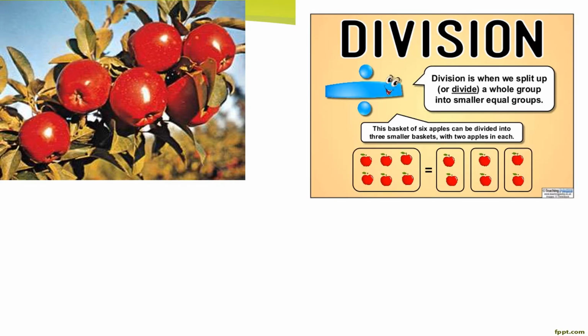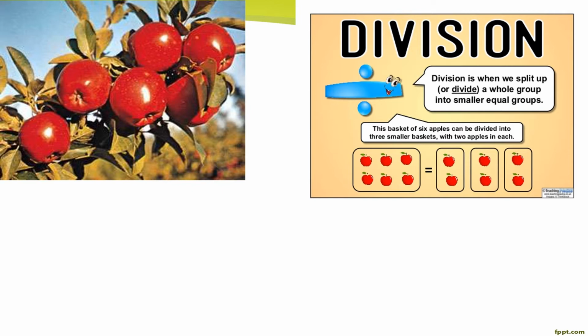Look at the picture. How many apples are there? Yes, there are 6 apples. We are going to divide these 6 apples equally. Okay, before that, what is division? Division is when we split up a whole group into smaller equal groups.